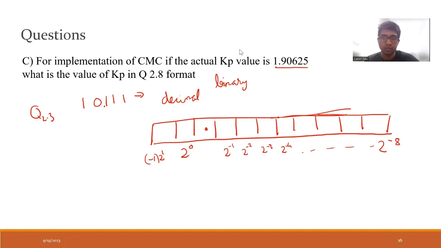Now, I want to find 1.90625. First of all, you must look at it as a positive value. So my MSB has to be 0. That's the first thing. And before the decimal point, again it is positive, meaning the value is not 0 point something, it is 1 point something. That means this has to be 1. So this is 2 raised to 0 into 1. So this corresponds to 1.